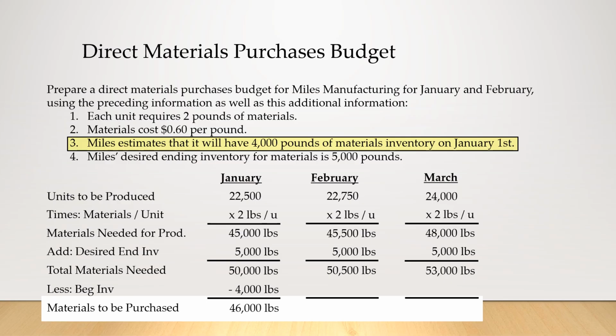For February, January's ending inventory will be February's beginning inventory. Likewise, February's ending inventory becomes March's beginning inventory, so materials to be purchased for February and March will be 45,500 and 48,000 pounds respectively.